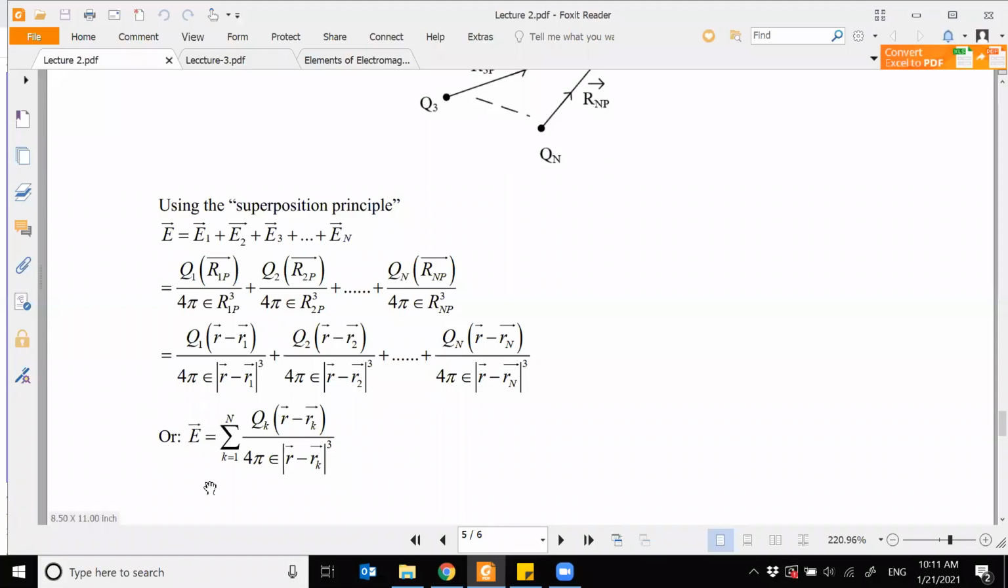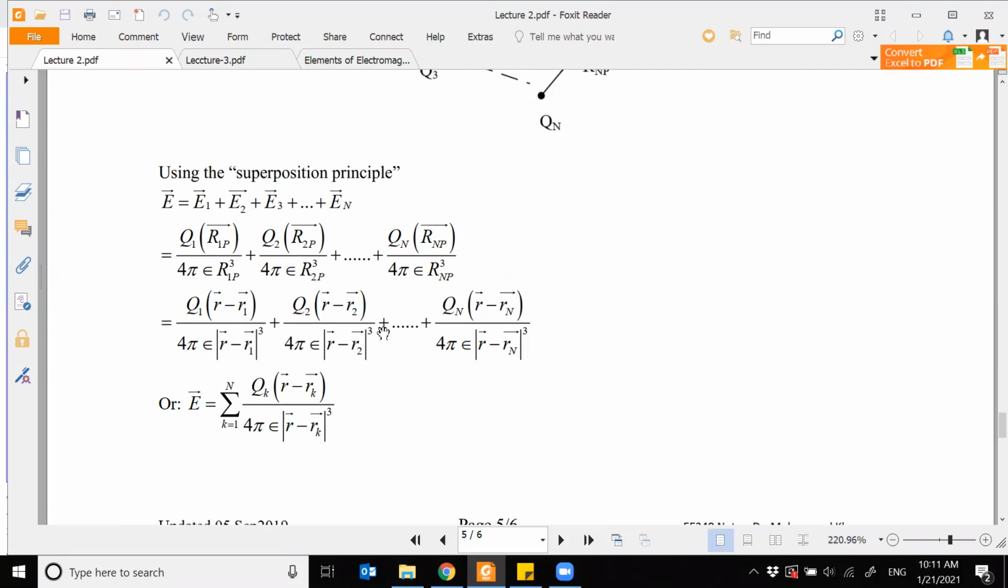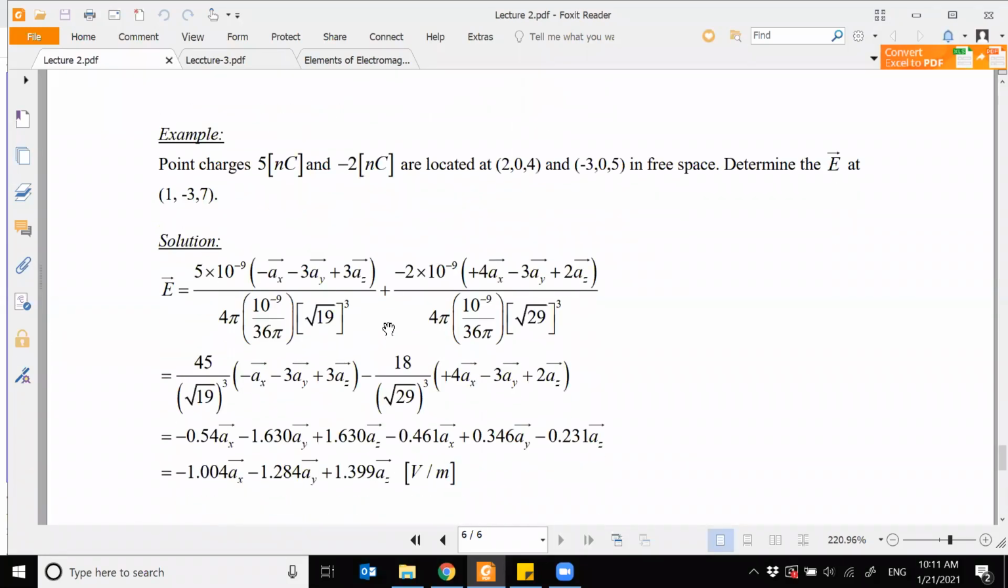Got it? So this is due to several point charges. Now let's take an example. So here the example says now you have 2 point charges, and these 2 point charges are in free space. One is 5 nanocoulombs placed at (2, 0, 4). Another is minus 2 nanocoulombs placed at (-3, 0, 5).